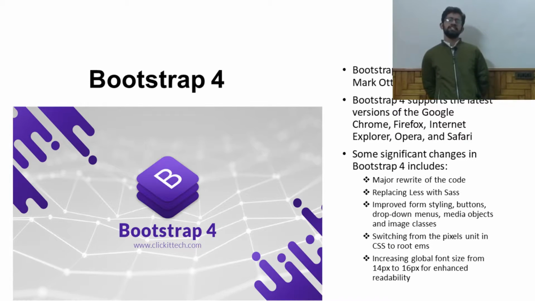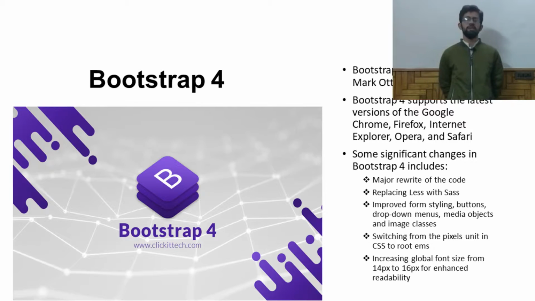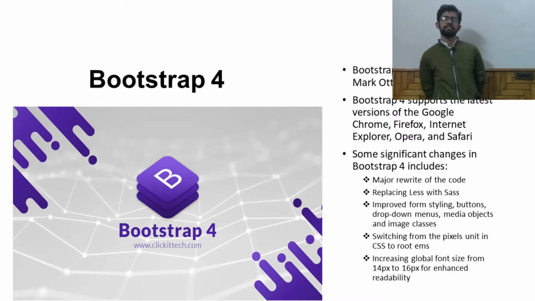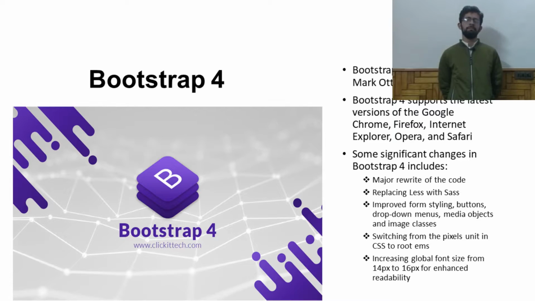Some significant changes in Bootstrap 4 include a major rewrite of code, replacing Less with Sass, improved styling of buttons, drop-down menus, media objects and image classes, switching from the pixel unit in CSS to root EMs, and increasing global font size from 14 pixels to 16 pixels for enhanced readability.